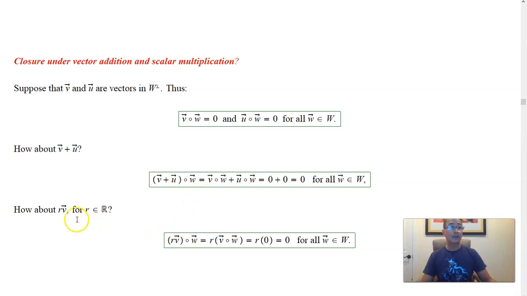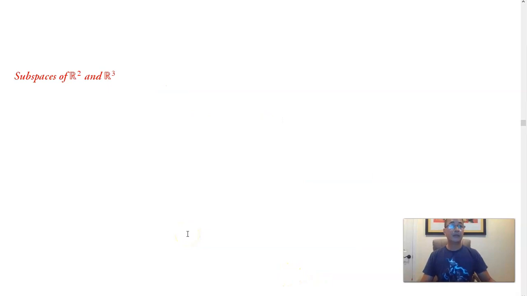And of course, if you have a scalar multiple, say R times V, then this time we have the homogeneity property. R times V dotted with W, you can factor out the R and multiply by the dot product V dot W. We know that V dot W is 0, so R times 0 is 0, which tells us that R times V is orthogonal to W for all W in capital W. All right, so now that we know that W perp is also a subspace, let's take a visit to GeoGebra and find out what this looks like in R2 and R3.